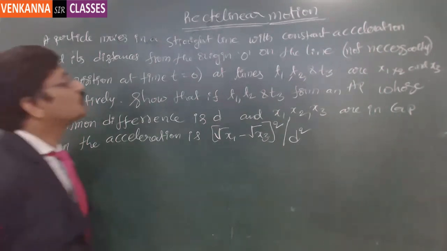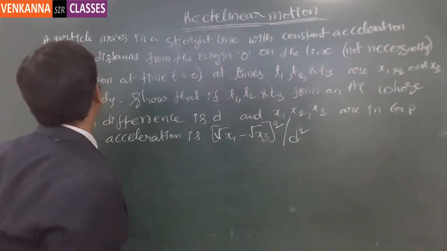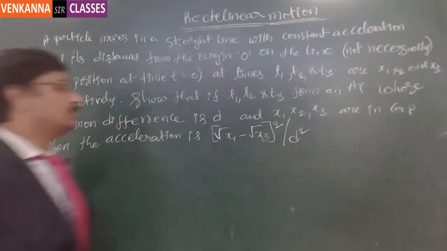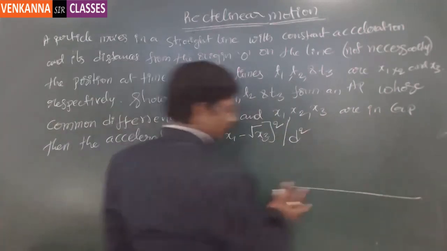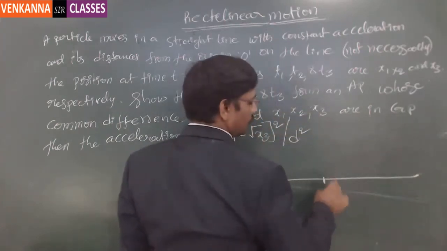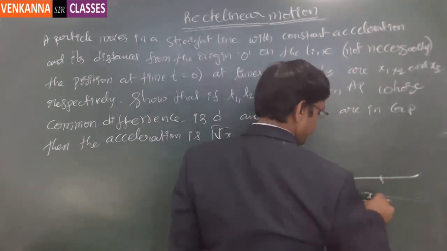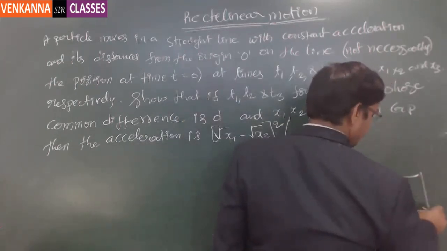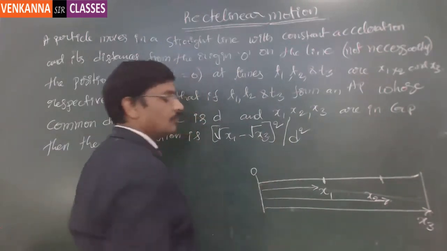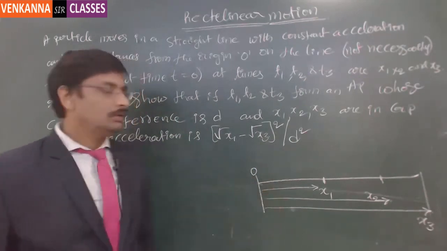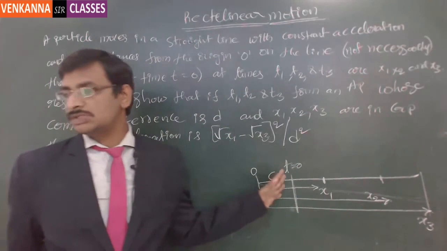So here a particle moves in a straight line with constant acceleration, and its distances from the origin O on the line, not necessarily the position at time t equal to 0, which essentially means that O may not be at t equal to 0. Let us say this is the straight line on which the particle is traveling. On this line, the particle is at different locations. This is at a distance of x1, from here to here. Now this is at x2 and this is at x3. So x1, x2, x3 are three different positions from the origin O. Now this origin may not be at t equal to 0. It may be somewhere here at t equal to 0, at a constant distance of c.